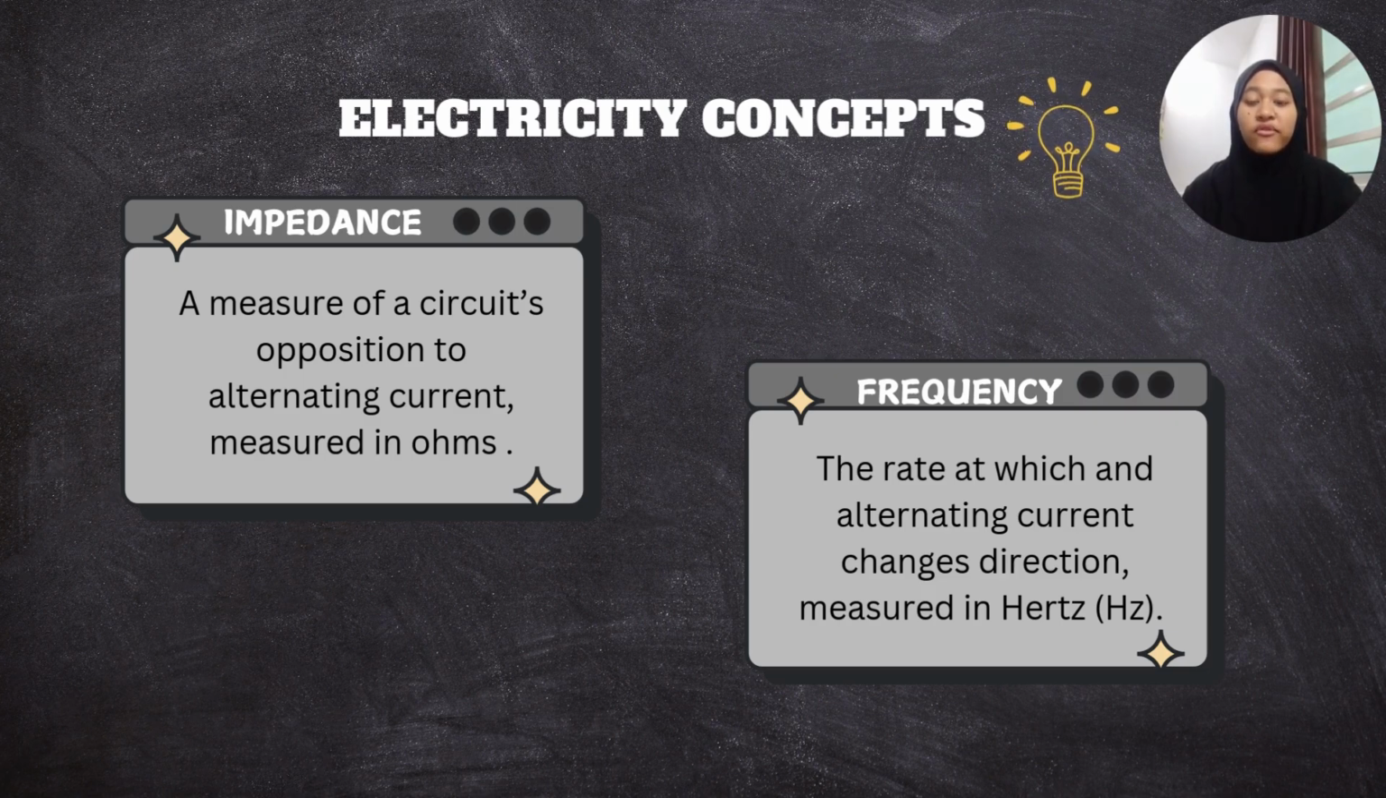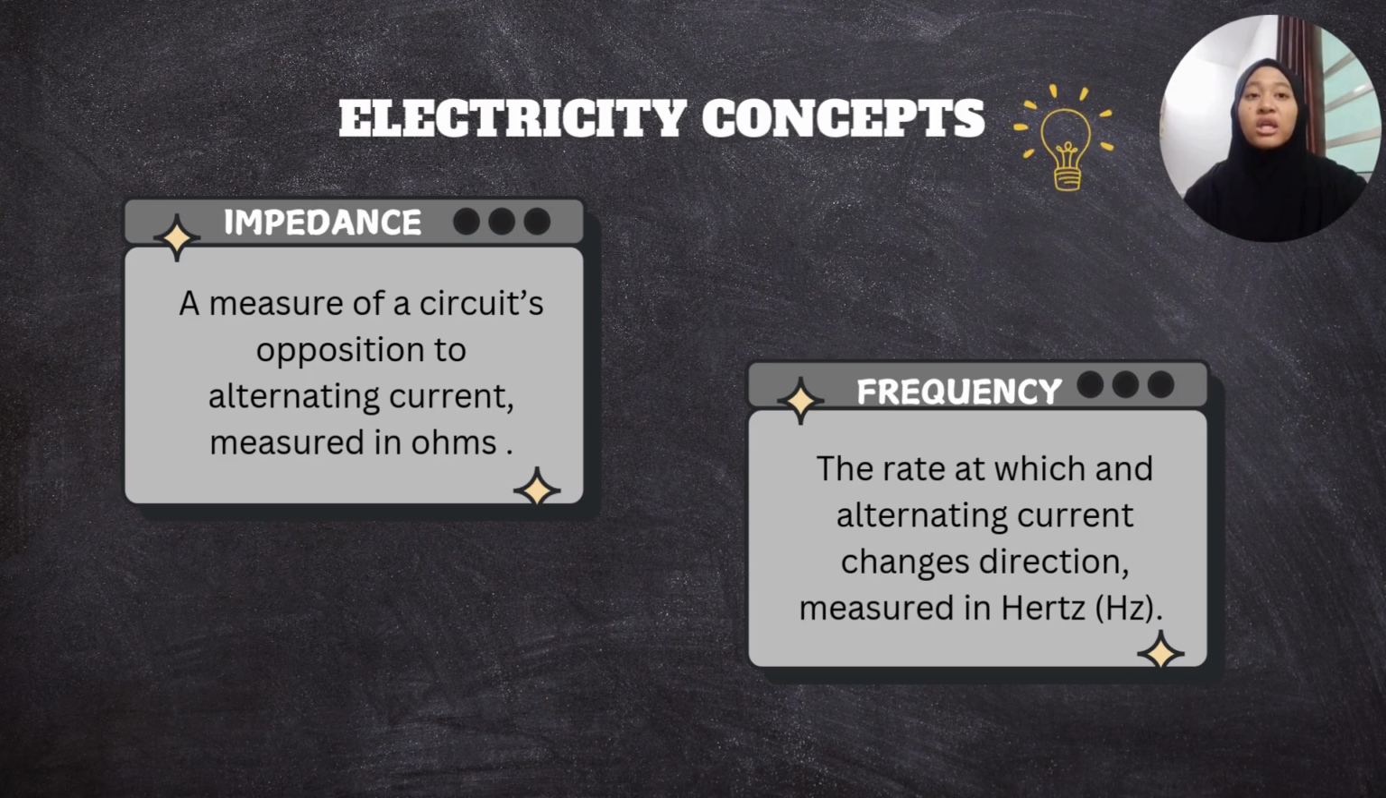Next, we have impedance and frequency. What is impedance? Impedance is a measure of a circuit's opposition to alternating current, measured in ohms. Frequency is the rate at which an alternating current changes direction, measured in hertz. Frequency is the rhythm of alternating current. It tells us how often the current direction changes per second.